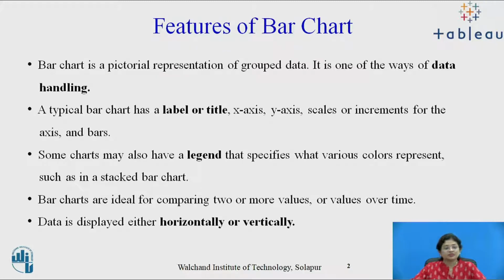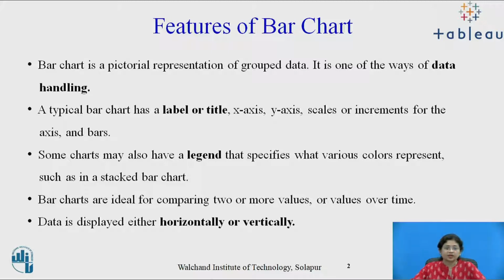Now let us start with the features of a bar chart. A bar chart is a pictorial representation of grouped data. It is one of the ways of data handling. A typical bar chart has a label or a title, x-axis, y-axis, scales or increments for the axis, and also bars. Some charts may also have a legend that specifies what the various colors represent, such as in a stacked bar chart. The stacked bar chart is one of the types of bar chart. We will see this stacked bar chart in this session only.